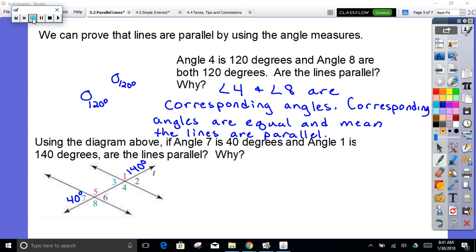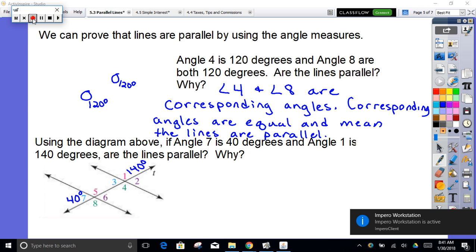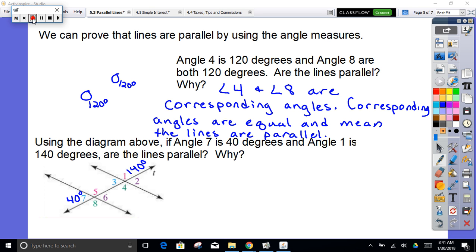They're alternate exterior. Okay, well, alternate exterior angles are both outside the parallel lines on opposite sides of the transversal. So actually angle 2 would form an alternate exterior angle with angle 7. So they're not alternate exterior. Any other ideas? Irene? You use subtraction to do 180 minus 140 to find angle 2 would equal 40, and then 7 and 2 would be alternate exterior, so therefore they would be parallel.